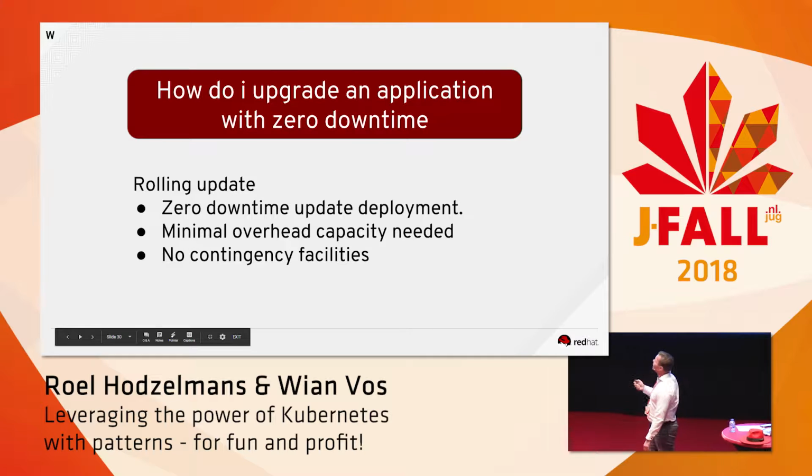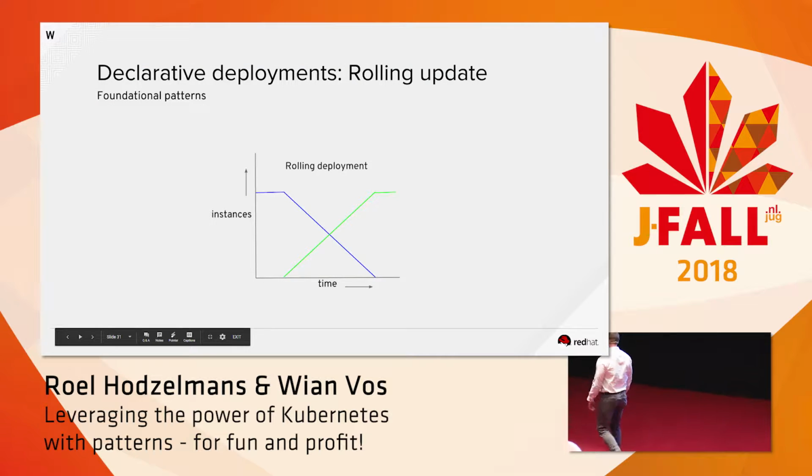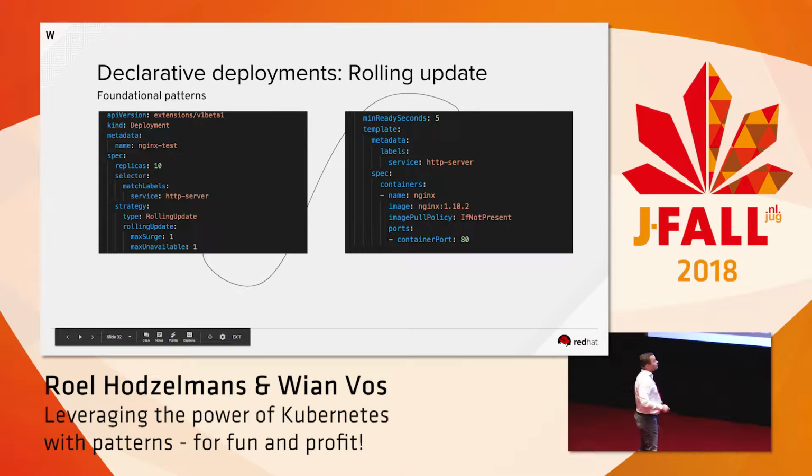Next question is, how do I upgrade an application with 0 downtime? Well, for that, you want to use a rolling update. And what a rolling update does is also pretty simple. It kills one container of your old application, and then it spins up an application of the new version. And it does that until all the application pods are of the new version. These are basically the 2 YAML examples we use for that.